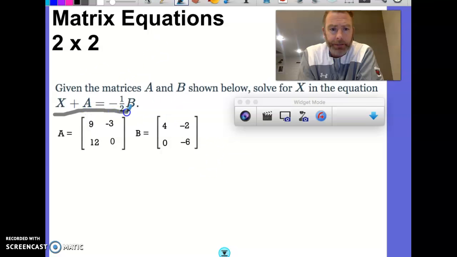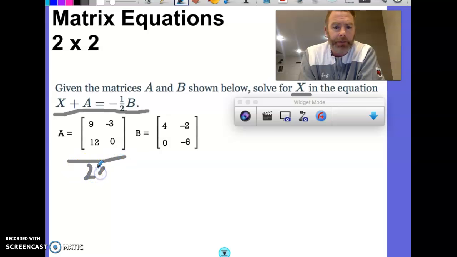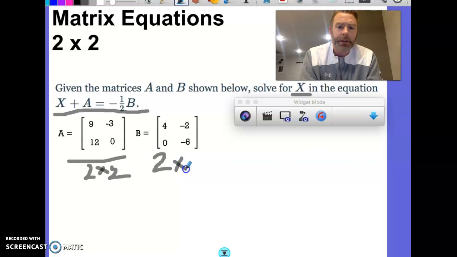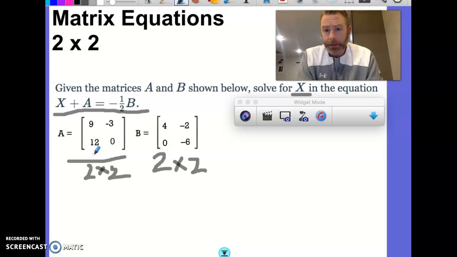Matrix X plus matrix A equals -1/2 times matrix B. And what it wants us to do is solve for matrix X in this equation. It defines the two matrices, so this is good that we talk about the order of these. This is a 2 by 2, and the same with the other one. This is a 2 by 2. That's a good thing because then we can do some matrix addition. It would not be good if these orders were not the same, and it would not allow us to do that.